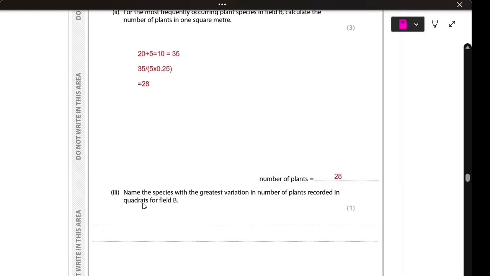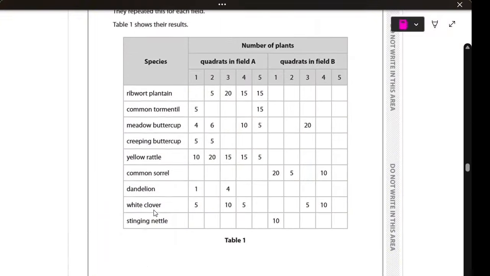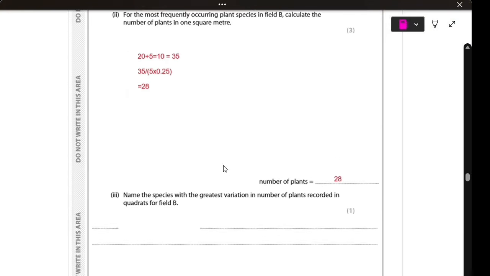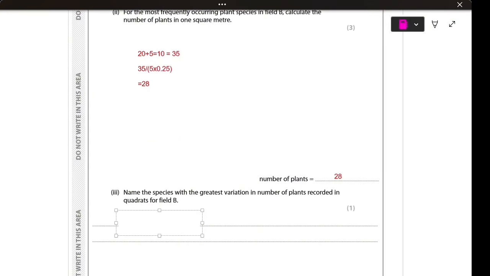Next question we have: name the species with the greatest variation of plants recorded in quadrant for field B. So in field B, we can see there are none. There is some variation, but the greatest variation should be for meadow buttercup. So the answer is meadow buttercup.